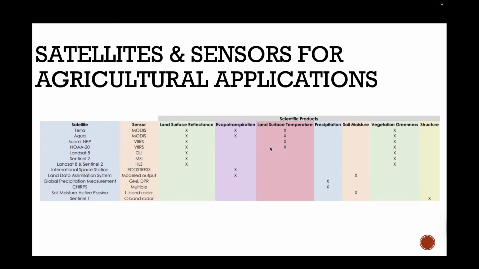This type of product is very helpful for identifying crop monitoring or crop health monitoring. It's very important to have this type of sensor. Okay, then land surface reflectance, we already know about that.